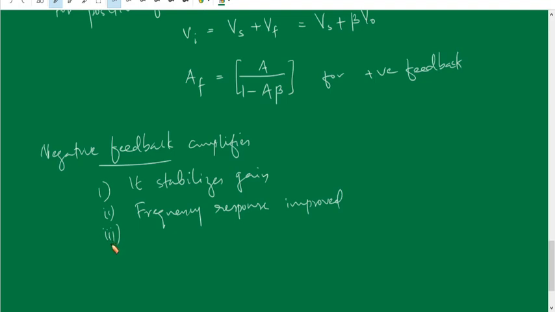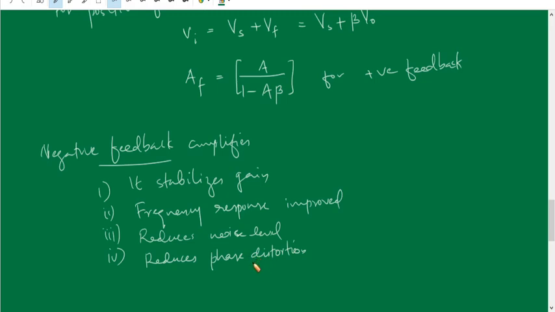The third point is that it reduces noise level. Then the fourth one is phase distortion. It reduces phase distortion.